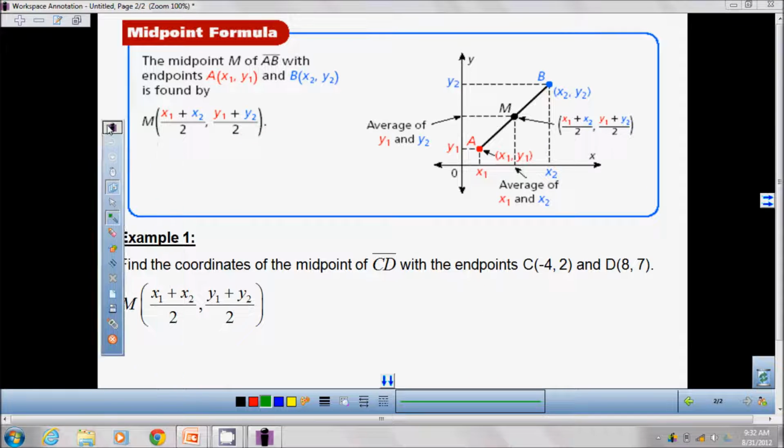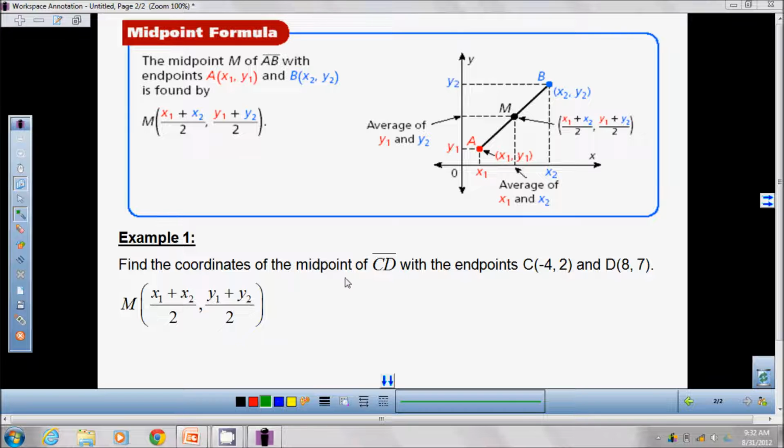For this one, it's asking you to find the coordinate of the midpoint of segment CD, with the endpoints C at -4, 2, and D at 8, 7. So I would begin by labeling your points. This is my first point, so this is going to have x1, y1. This is the second point, so this one will be our x2, y2. Now the only thing left that we have to do is to plug it into our midpoint formula.